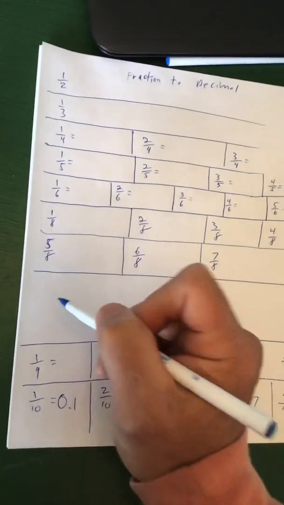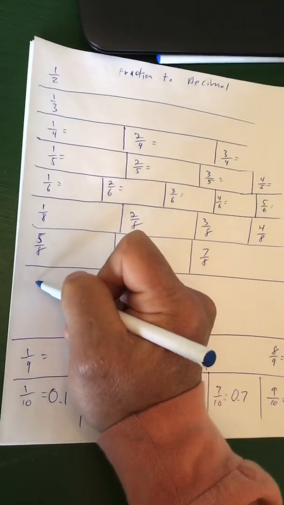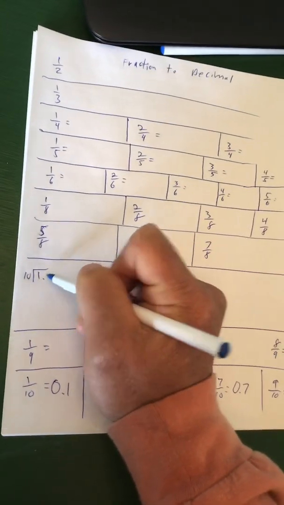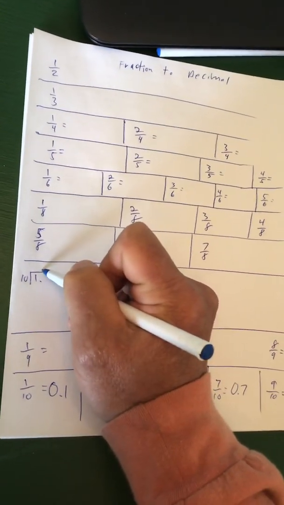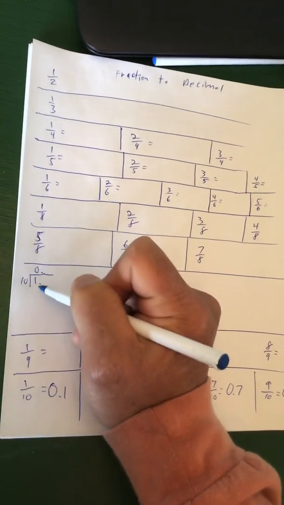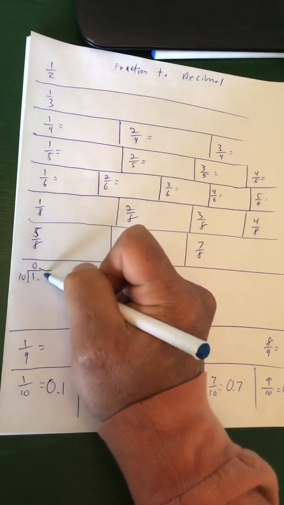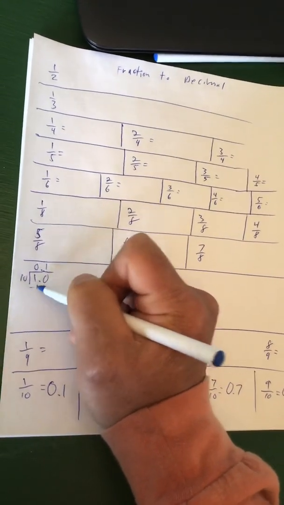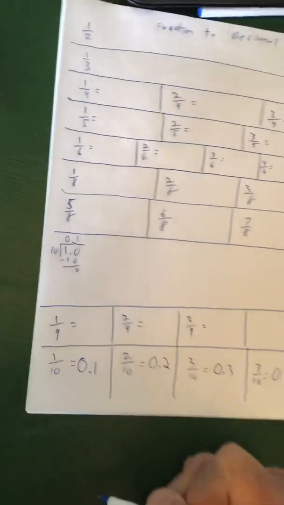Now for ninths, 1/9. Here, I'll show you with 1/10. The 1 goes inside, the 10 goes outside, you add your decimal, 10 doesn't go into 1, add a 0. How many times does 10 go into 10? Once. 10 times 1 is 10, and you get 1/10.